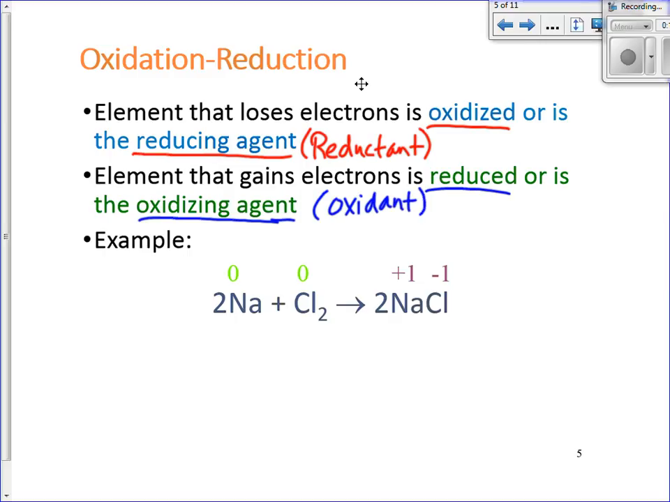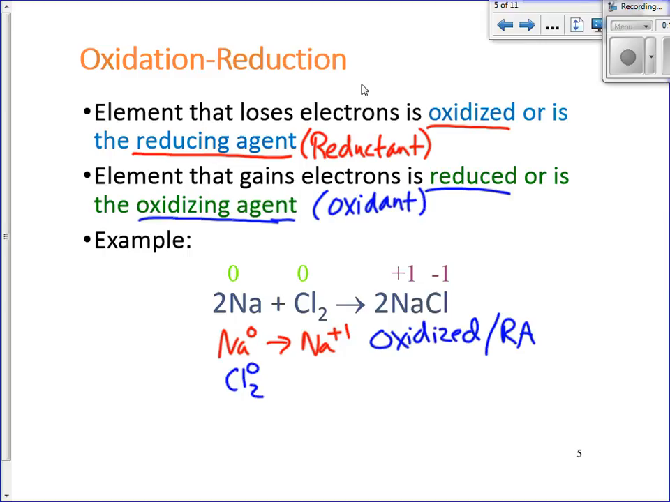So here, in this example, sodium is going to +1. So it is being oxidized, and therefore it would be the reducing agent. Okay? So this is being oxidized, and it would be the reducing agent. Now for the chlorine, Cl2 starts at 0, and it's going to go to -1. So therefore, it is being reduced.